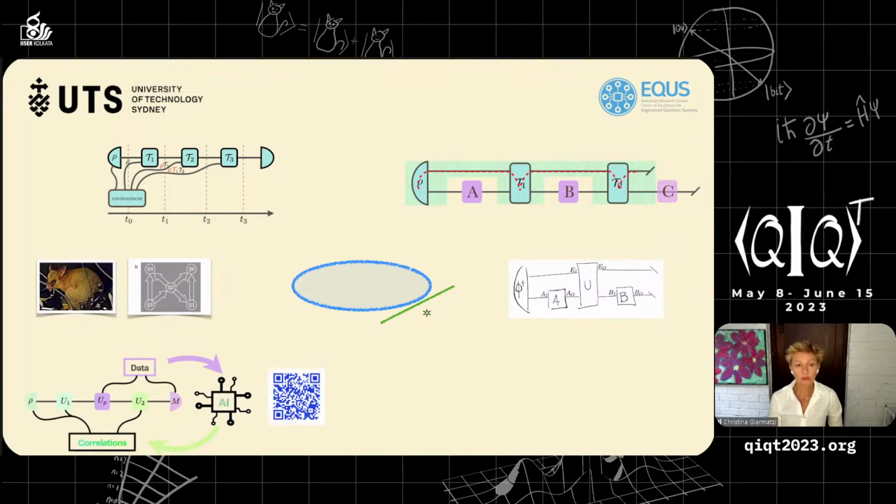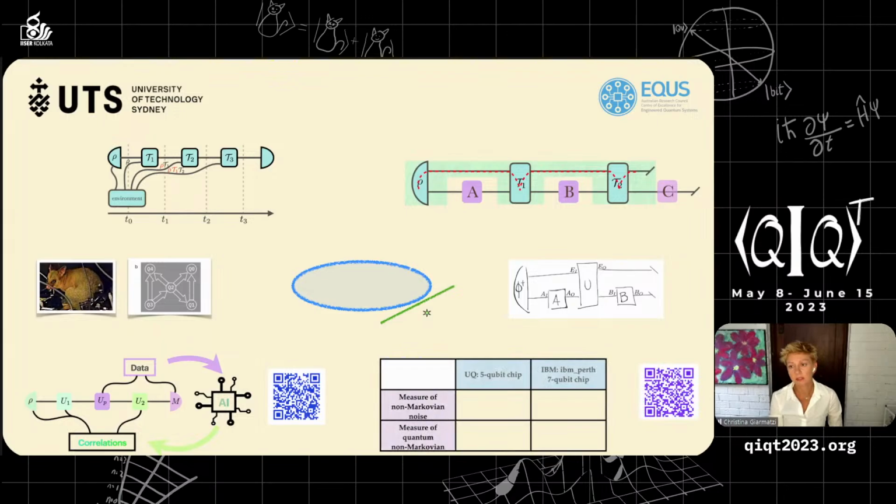Then I showed you that with AI, we could estimate the amount of classical correlations that we injected in the photonics experiment. So basically classical memory, or classical non-Markovian noise. And then we made an experiment with superconducting qubits at UQ and at IBM. That is an old picture. We basically got information about the non-Markovian noise and the quantum non-Markovian noise, because the state wasn't known. Yeah, that's it. Thank you.